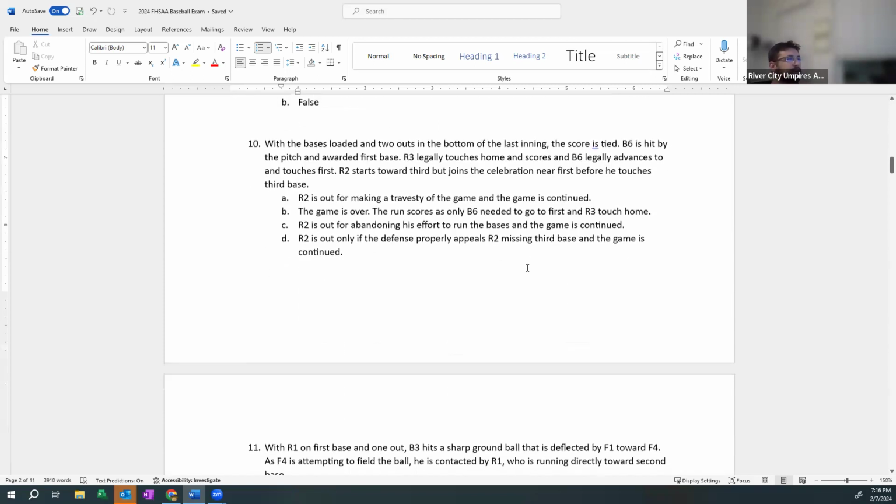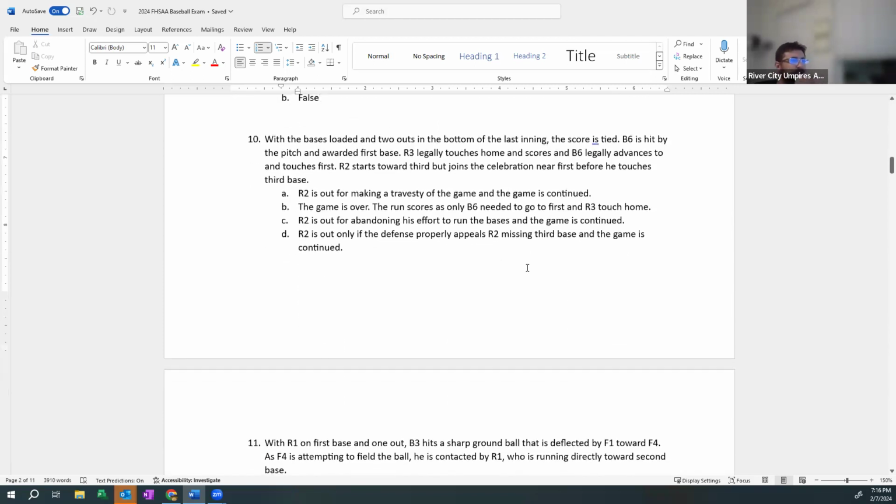With the bases loaded and 2 outs in the bottom of the last inning, the score is tied. I think we went over this one. B6 is hit by the pitch and is awarded first base. R3 legally touches home and scores, and B6 legally advances and touches first. R2 starts towards third but joins the celebration near first before he touches third. You all hold your breath and hope no one's watching.